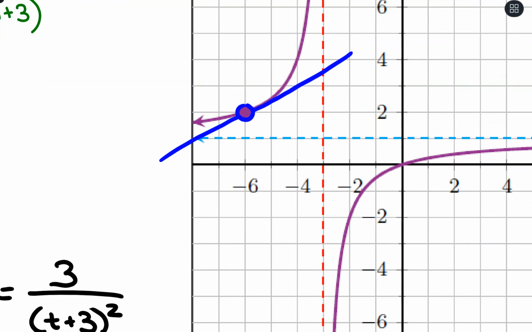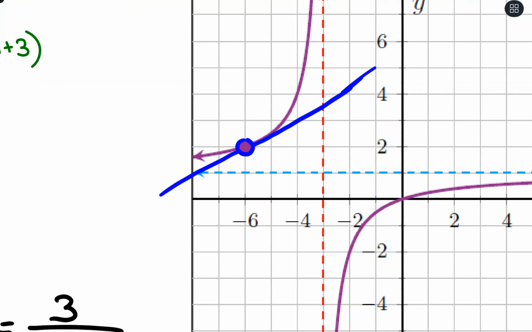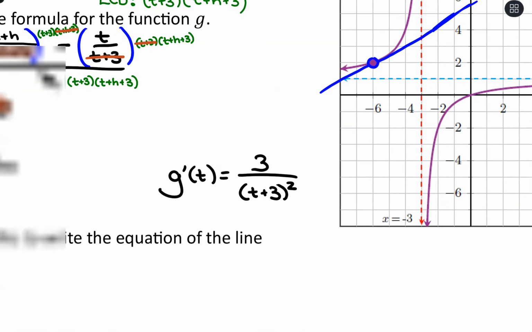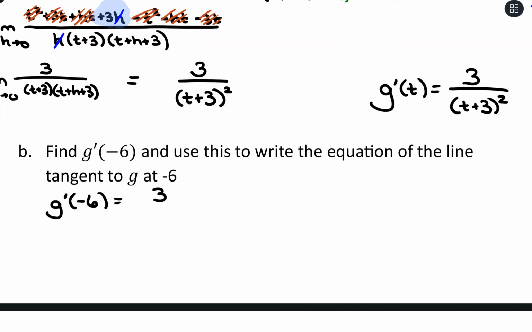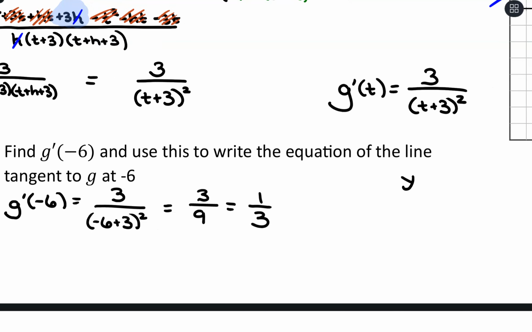Something like that. And in fact, if I continue this on, I could get an idea of where we'd be hitting on the y-axis. So let's go from there. So g prime of -6, now we can just plug into our derivative function. So 3 over -6 plus 3 squared. So a 3 over 9, so we are getting a 1/3 for a slope.